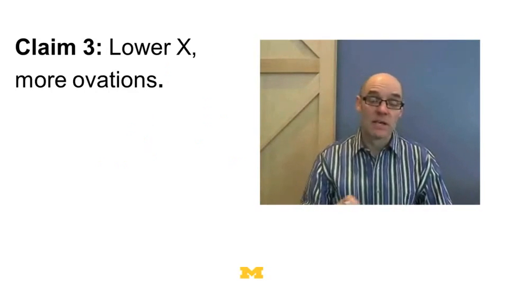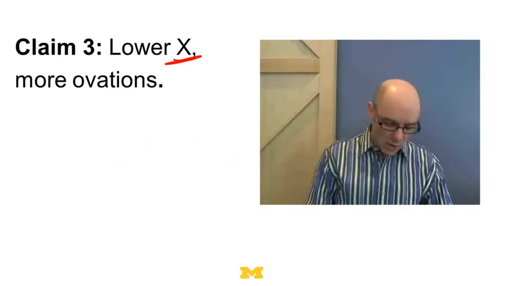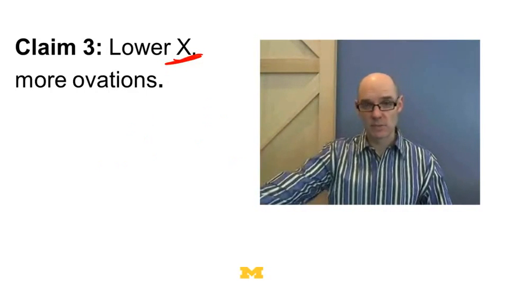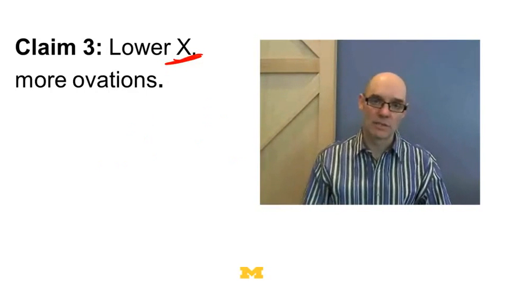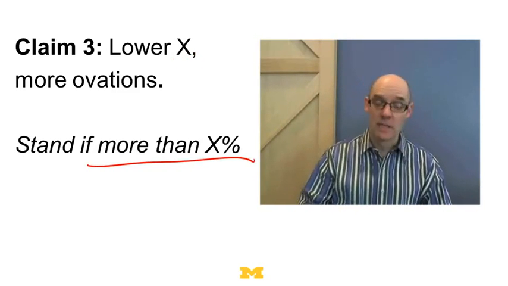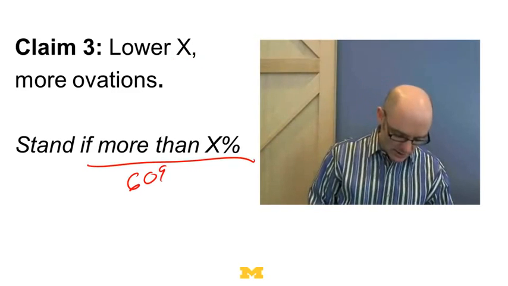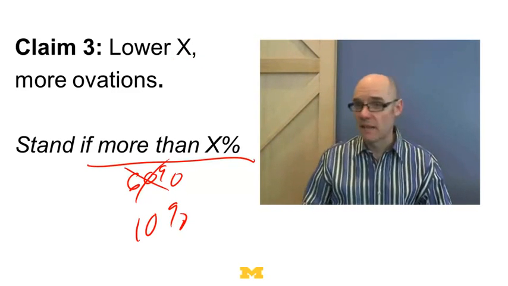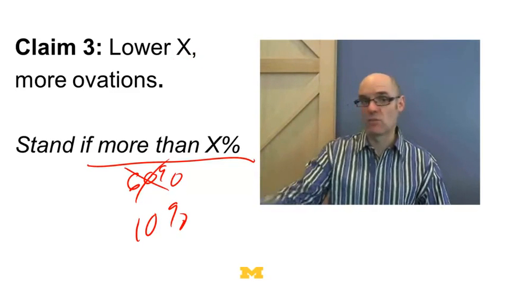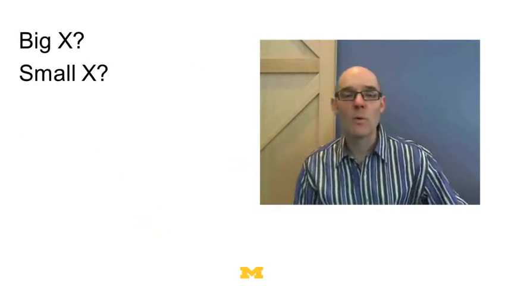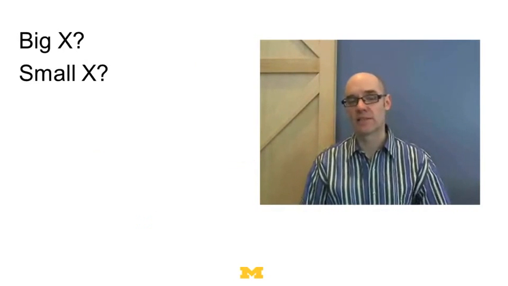Makes perfect sense. Result 3: the lower X, remember X was the percentage of people who have to stand for me to stand subsequently, then there are going to be more ovations. That makes sense as well. The logic is you stand if more than X% stand. So if X goes from 60%, if you need 60% of people standing, down to 10%, you need 10% of people standing, then you're much more likely to get a standing ovation, because if 12% of people stand, then everybody stands up. Now, what would cause X to be big and what would cause X to be small?